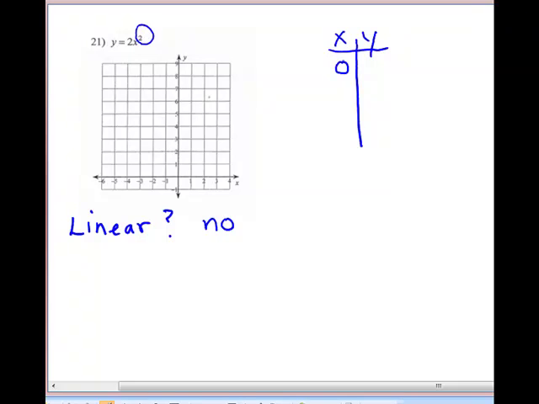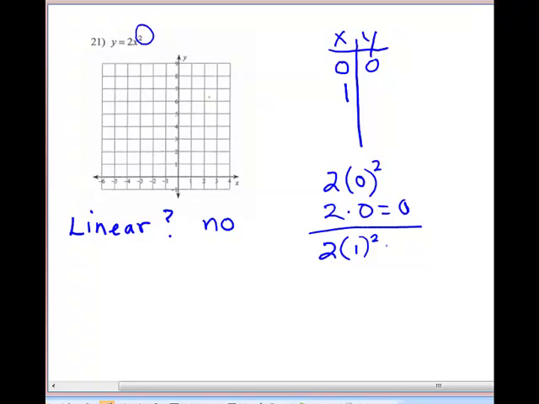So I would start with 0. If you plug 0 in, 2 times 0 squared. 0 squared is 0 times 2 is 0. So we get 0, 0. I would plug in 1, keep it simple. So 2 times 1 squared. 1 squared is 1 times 2 gives us 2. I would plug in -1. So 2 times -1 squared. -1 squared gives you still 1 because the negative does go to the power. Times 2 is 2.